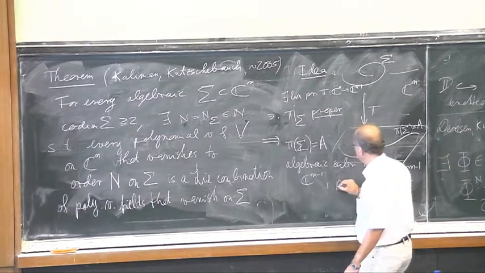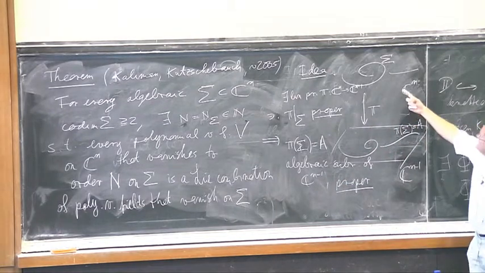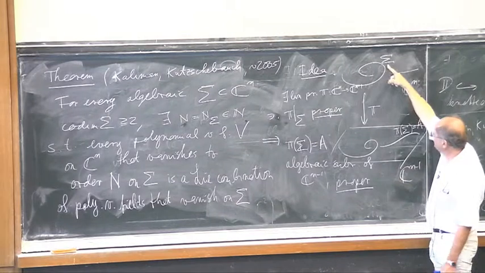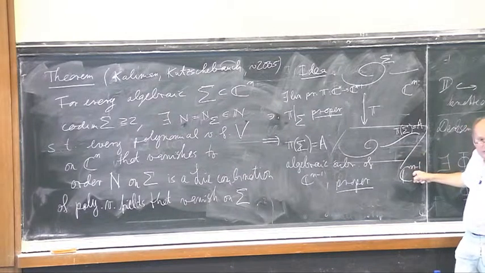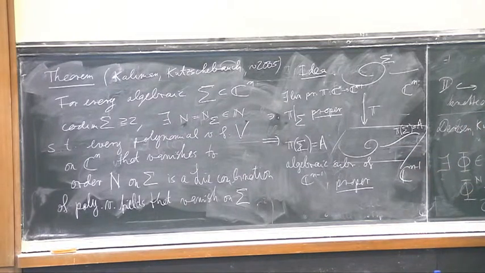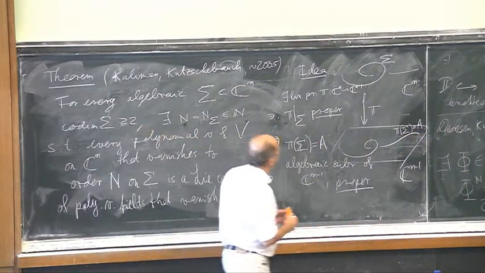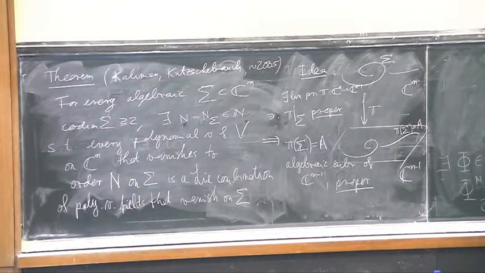But notice that it's a proper subvariety. And why? It's just by dimension reasons. Here is where we need the dimension. Sigma has dimension at most n minus 2, so once you project, it still has dimension at most n minus 2, and here you're in Cn minus 1. So it's a proper subvariety. And now it's easy, because you just take the following vector field. So first you choose some vector in the vertical direction.